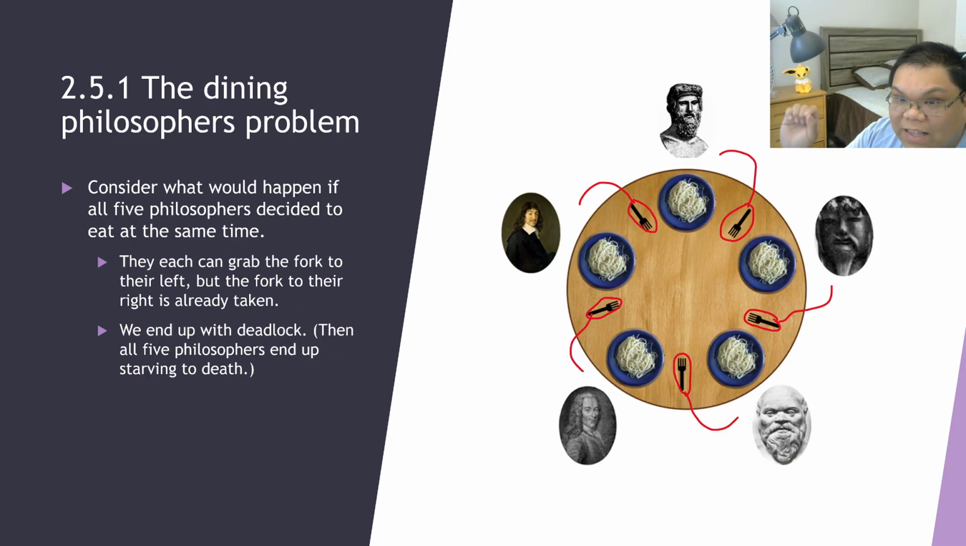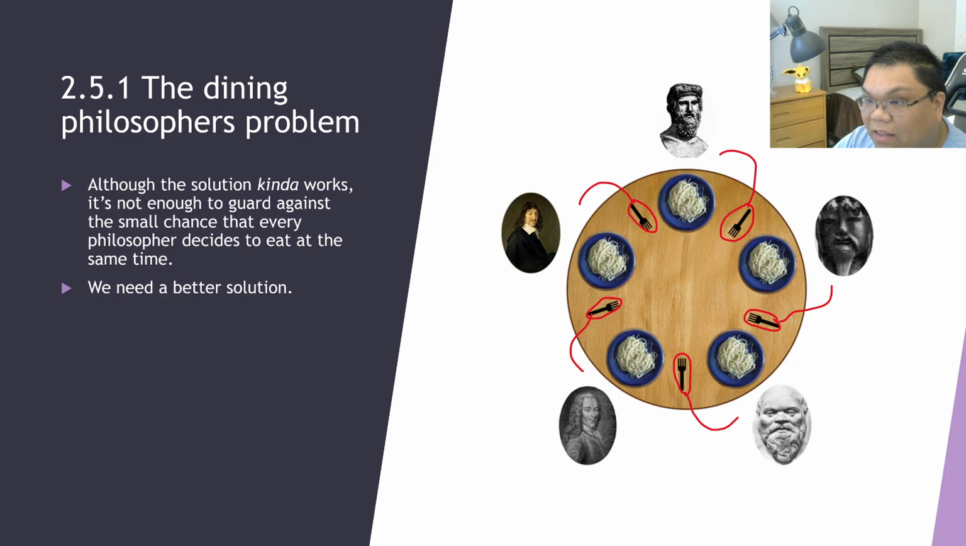So the problem with this implementation is what happens if all 5 philosophers decided to eat at the same time? They'll grab their left forks, but they can't grab their right forks because it's taken by another philosopher. We end up with deadlock, and then all 5 philosophers starve to death. Yes, there is a small chance of this happening, but that's the problem. We want to keep this from happening, regardless of how unlikely it is. We need a better solution to this.